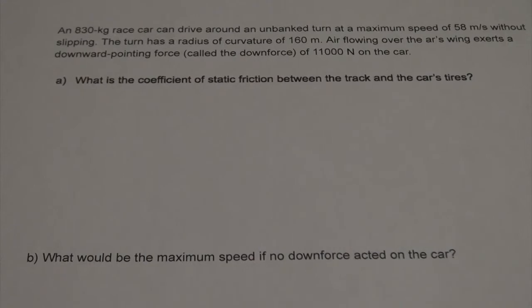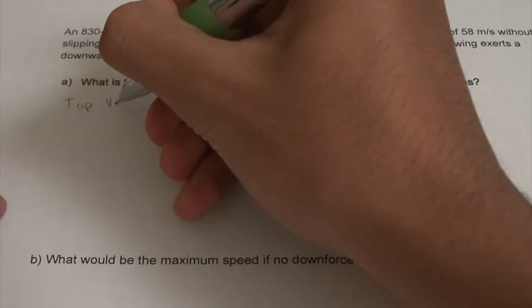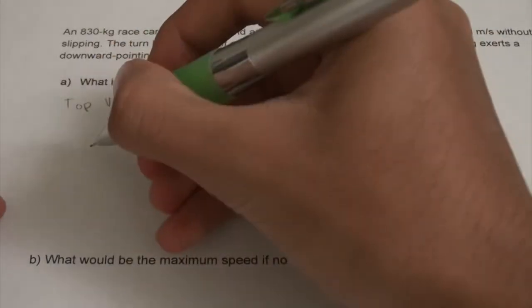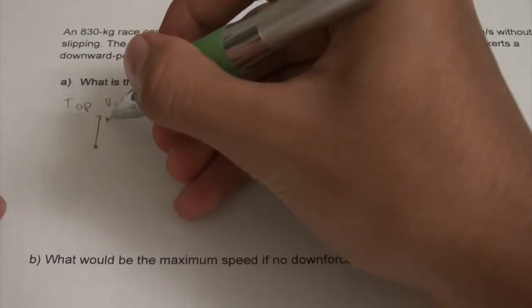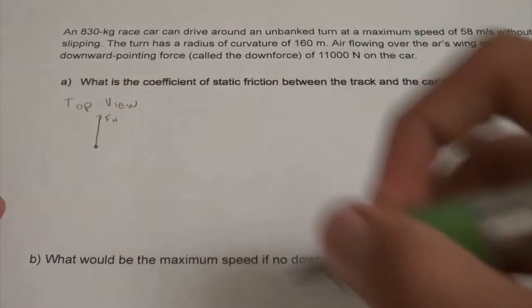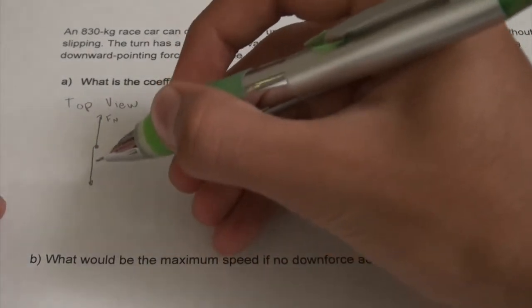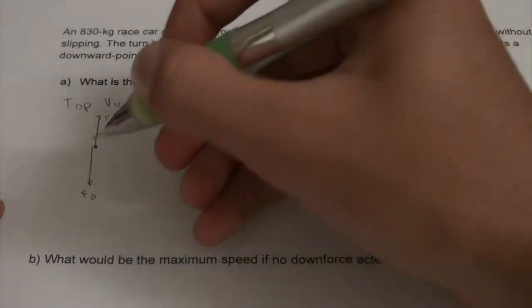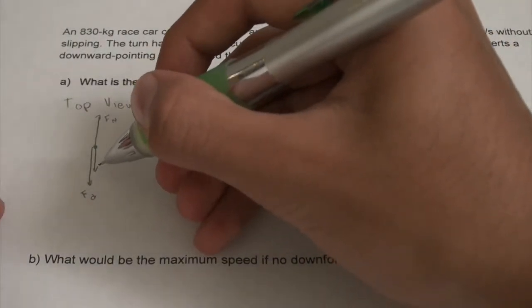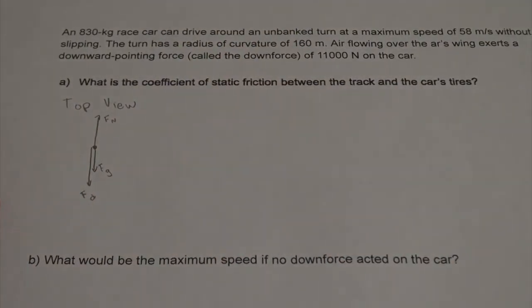To figure this out, let us first make a free body diagram. Here is the top view. The dot being the car, this arrow is F of n and symbolizes the normal force. This arrow is F of d, which means the downward force. And this arrow is F of g. Note that these arrows are not drawn to scale.